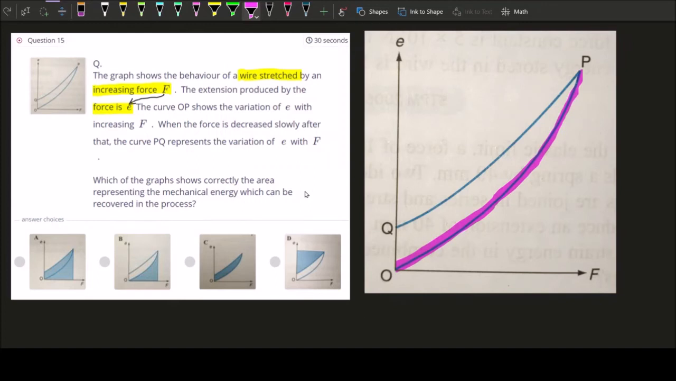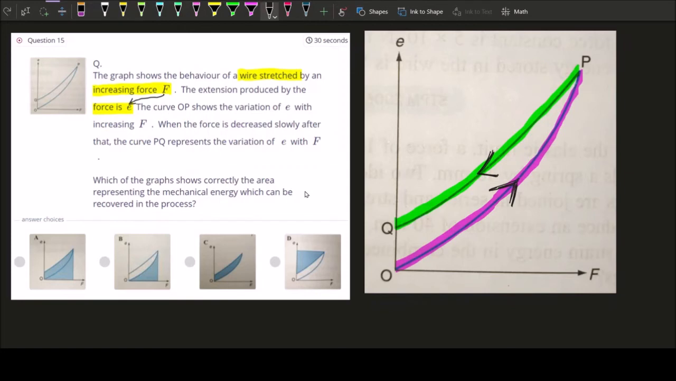Then you have another line when the force is decreased slowly after that. The curve PQ represents the variation of e with F. So force decrease means it's this line here. When the force decreases, this line PQ shows how e will change according to the decrease of F. So we have two sections of the line. One is OP, which will go up. Then this PQ will be going down because of decreasing force.